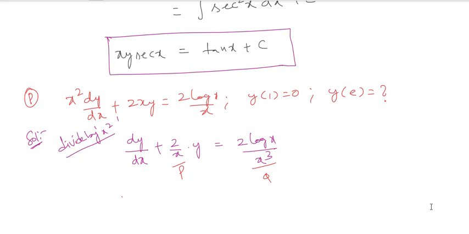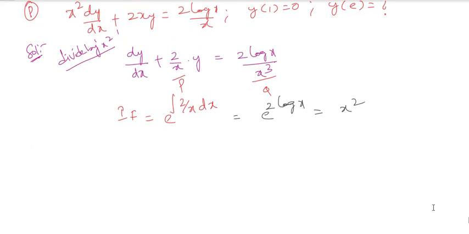So now what is my integrating factor? The integrating factor is e to the power of integral of 2 by x dx. If I simplify it, you will have e to the power of 2 log x, which can be represented as log x square. The exponential and log will get cancelled, and you will have x square.